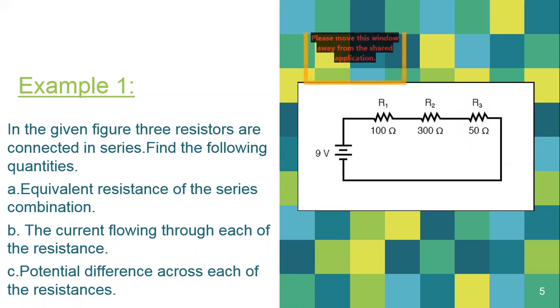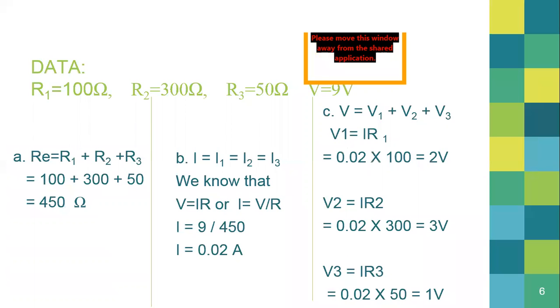First we are going to find the equivalent resistance. Data: we extract the data from the figure. R1 is given 100 ohm, R2 is given 300 ohm, R3 is given 50 ohm, and voltage is given 9 volt. The battery we are using is 9 volt. According to the formula, R is equal to R1 plus R2 plus R3, because resistors are connected in series. So we are going to use this formula: 100 plus 300 plus 50. So the total resistance is 450 ohm.